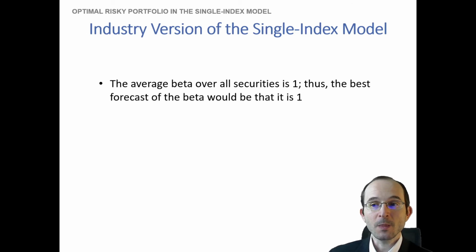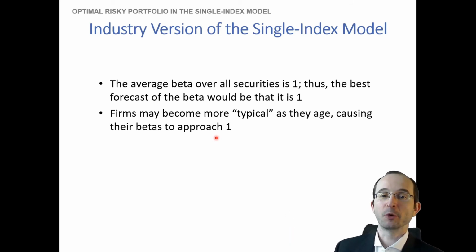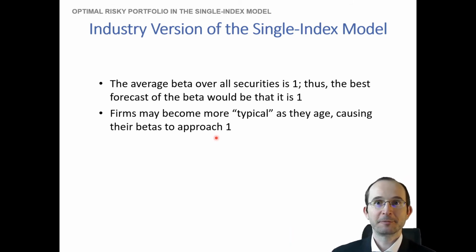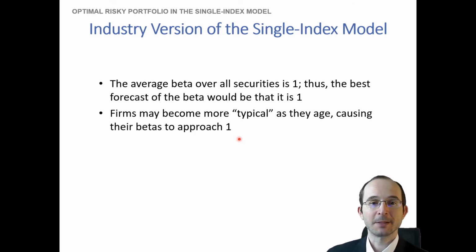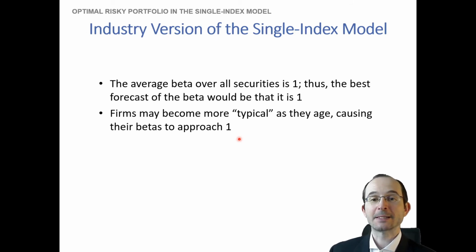So there's an argument to be made for shrinking your beta estimate toward 1. In other words, especially as firms become more mature, more typical, their betas are going to get closer to 1. Because your beta is estimated with noise, but you know that the average beta is going to be 1 with certainty, that gives you more justification for pushing that estimate closer to 1.